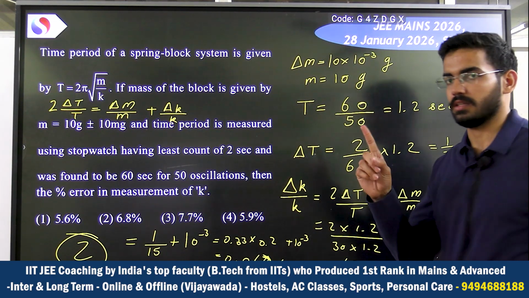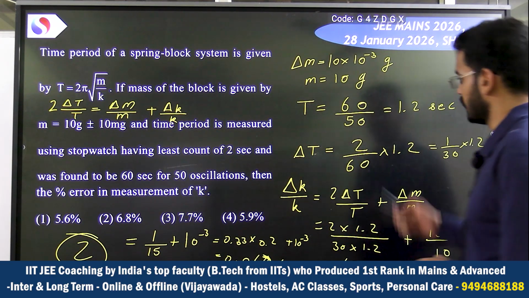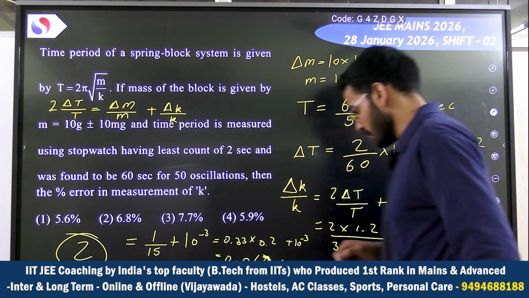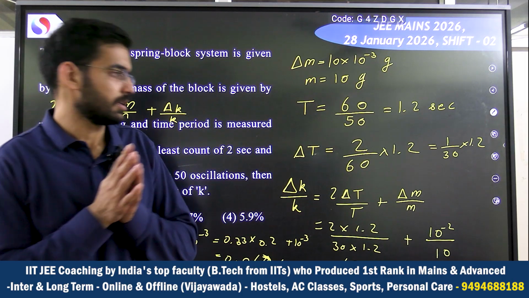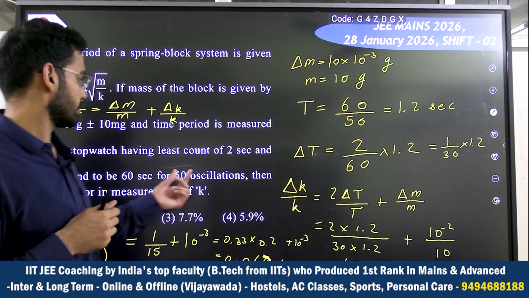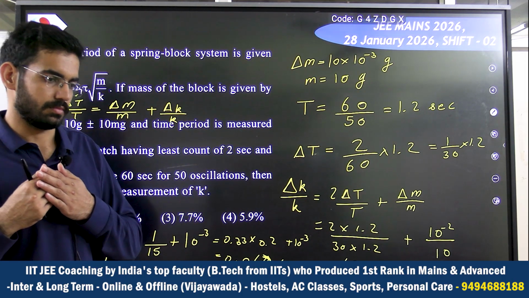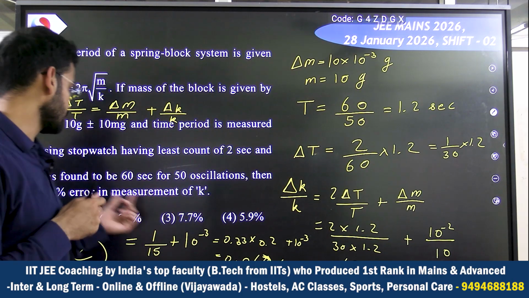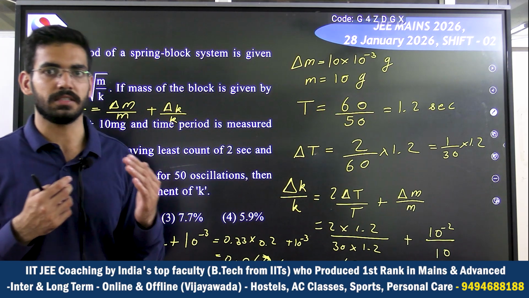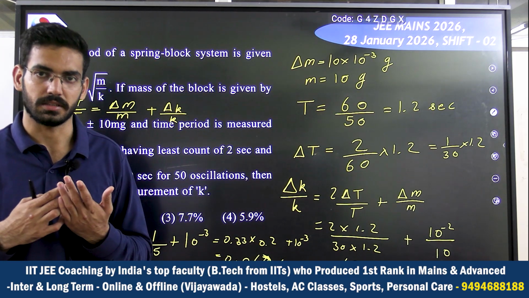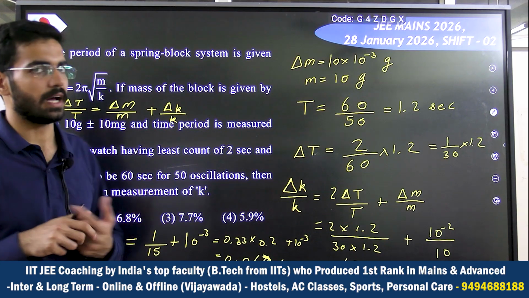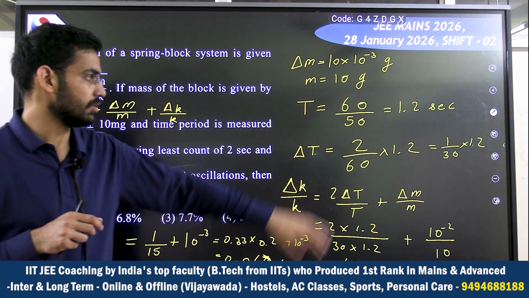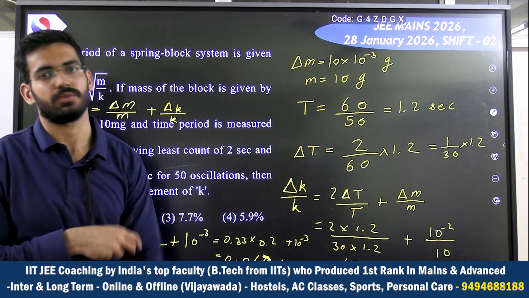The one and only thing that can confuse you is how you wrote 2 by 60 into 1.2. So for that, understand: he is doing 50 oscillations continuously. And in how much time? 60 seconds, right? So out of 60 seconds, how much error is possible? 2 seconds, right? And how much is the time period? 1.2, right? So in that, how much error is possible? So that will go 2 by 60 of 1.2.